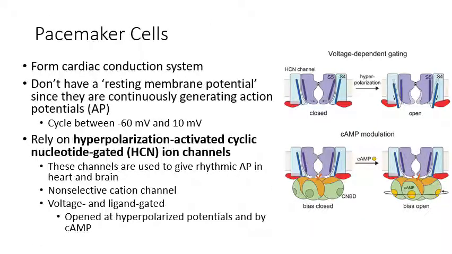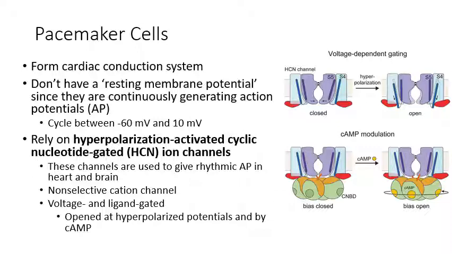The conduction system is made of pacemaker cells, which are modified cardiomyocytes. Most cells that can fire action potentials have a resting membrane potential, but pacemaker cells do not, because they are continually generating action potentials, so they're always in some part of an action potential. They're in one phase or another of an action potential at all times. They are never at rest, so they don't have a resting membrane potential. Their lowest membrane potential in the heart is about -60 millivolts, and their highest membrane potential is about 10 millivolts.